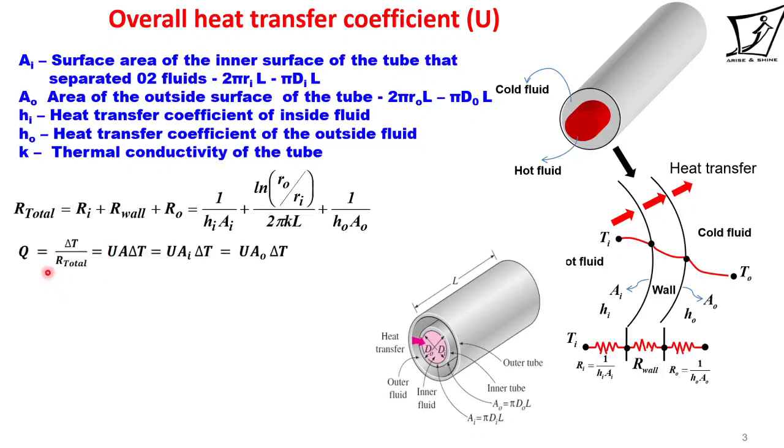Now, rate of heat transfer from hot fluid through the wall to the cold fluid can be given in terms of temperature difference between hot and cold fluid and total thermal resistance, which can also be written in terms of overall heat transfer coefficient as U into A into delta T. In terms of inside area and outside area, the equation for heat transfer rate can also be written as U Ai delta T is equal to U Ao delta T.